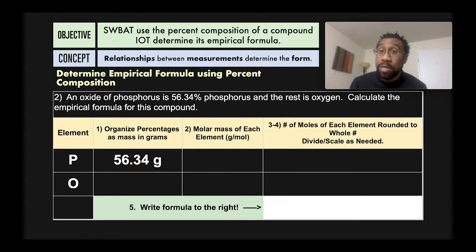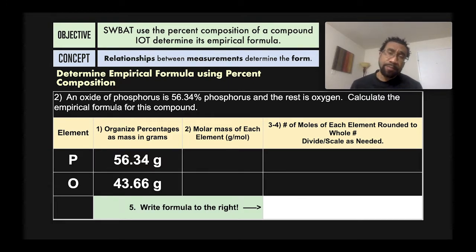But what happened to the rest of the oxygen? Well, there's only 2 elements. If one is 56.34, then the rest must be the difference from 100. So if we do 100 minus 56.34, we get 43.66. That's the mass of oxygen that we have in this compound.